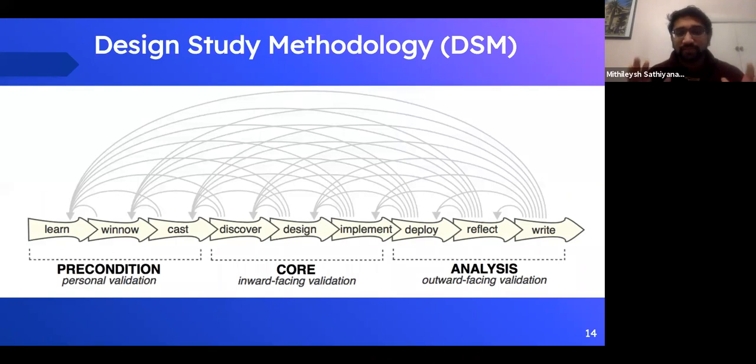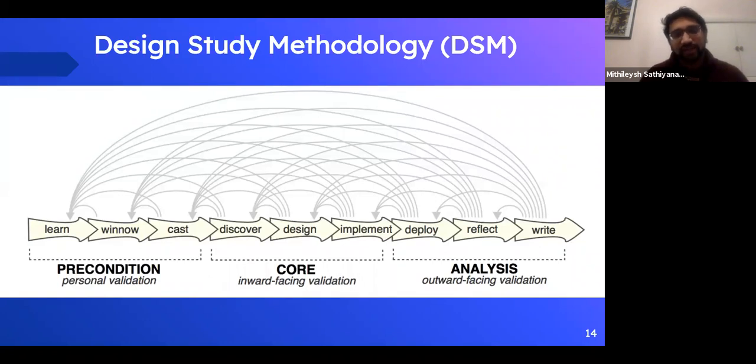Whatever you have characterized, designed, implemented, and deployed so far, you start reflecting on it: whether what you have done is in the right way, or whether you need to make some changes, and if so, what exactly you need to do. Discuss again with the collaborators. So the model is completely iterative.